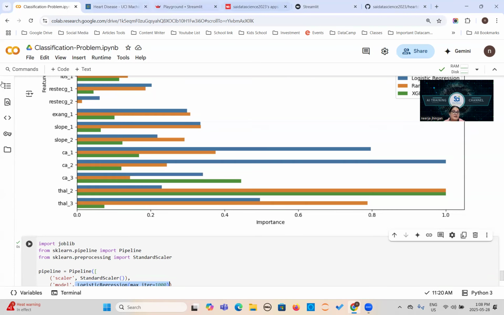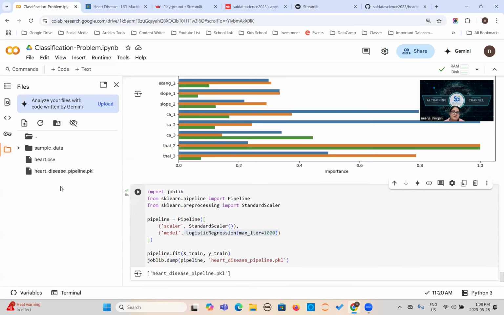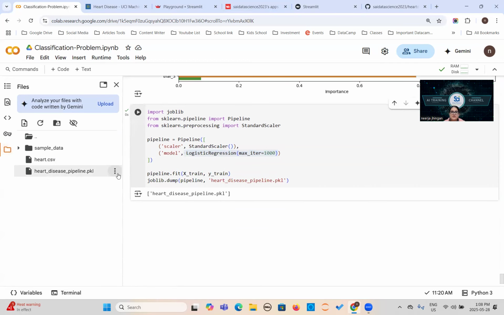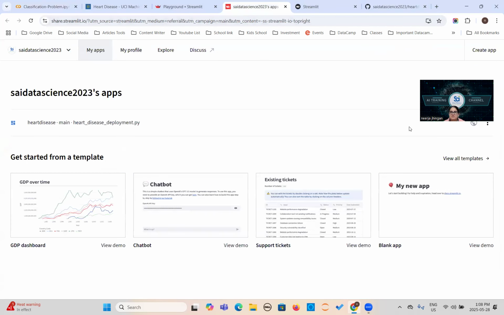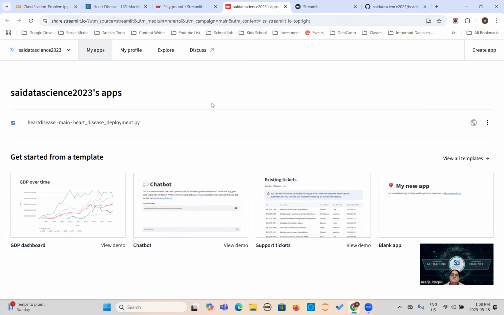Okay, and now we have saved the model. So when you save the model it will be here. You can download this model file, because now we are going to prepare to deploy this model. Okay, now come to this one, Streamlit. I have shown how to register and everything in my previous video.